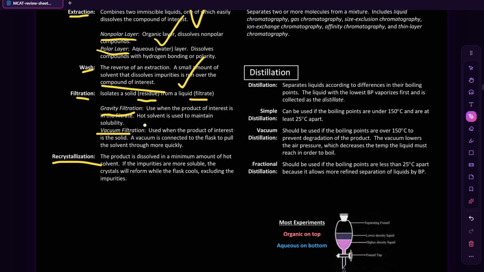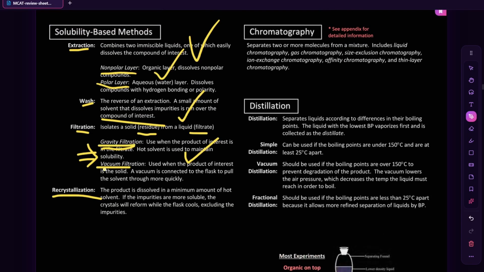So you can use gravity filtration when your product of interest is dissolved into the filtrate and you're filtering out the solid in purifications and keeping the liquid. You can think of this as like a coffee cup and filtering coffee, like beans and stuff. And then vacuum filtration is when your product of interest is the solid itself, and a vacuum pulls the solvent through the filter paper quickly, isolating your solid product on that filter. So seeing pictures and animations might help for gravity filtration and vacuum filtration.